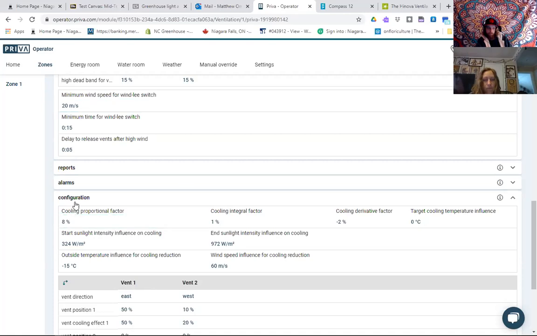How we decide the percentage the vents will be open is on the PID. Okay, so the proportional, integral, and derivative factors will determine how open those vents are according to the cooling requirements of the greenhouse, similarly to the heating portions.